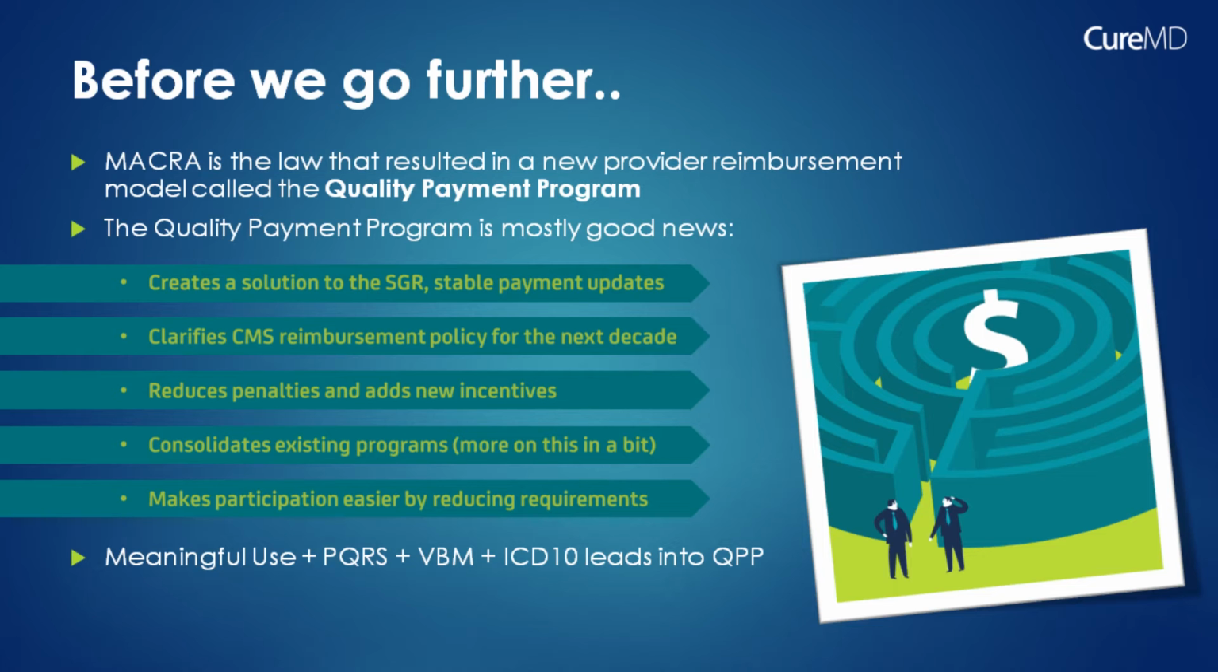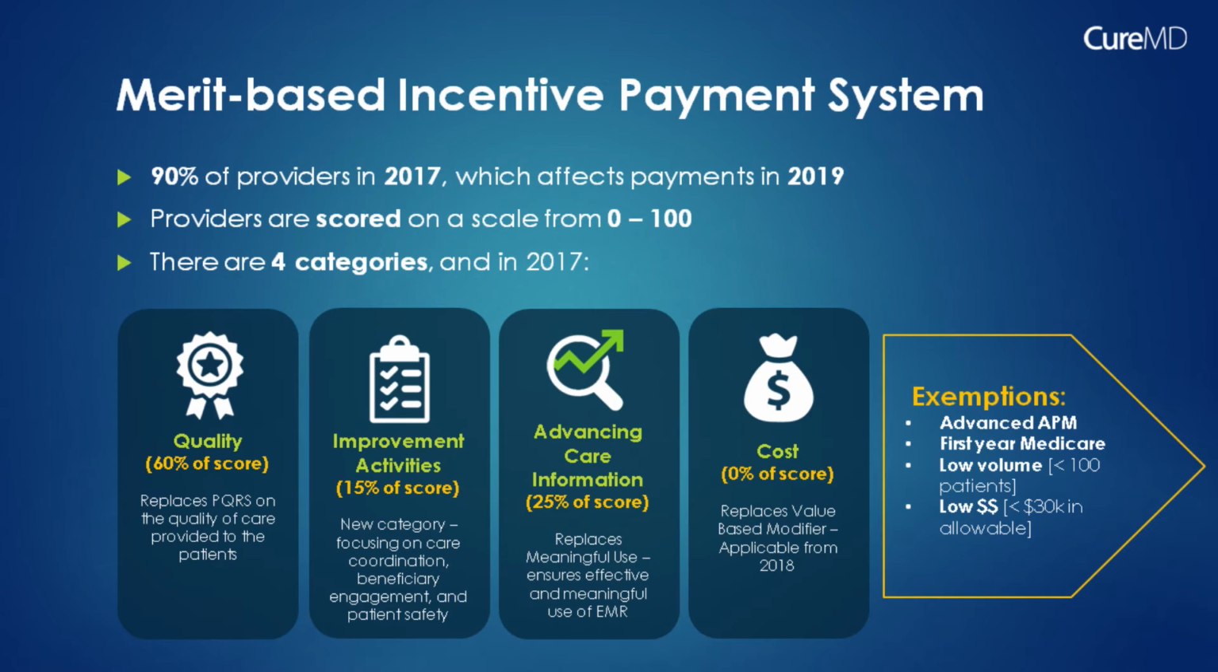So everybody's on board. We understand what it is. The legislation makes sense. How is it going to be implemented? And we talked about those two tracks. One was the merit-based incentive payment system, MIPS, and the other was APM. So we're going to start off with the merit-based incentive payment system. So 90% of providers will end up in this track under the quality payment program in 2017.